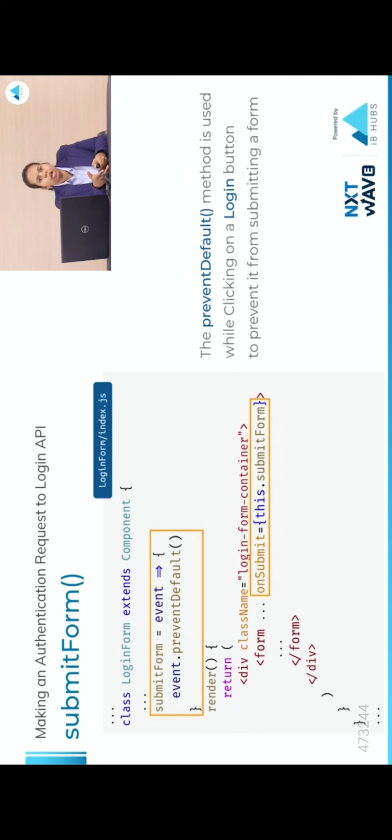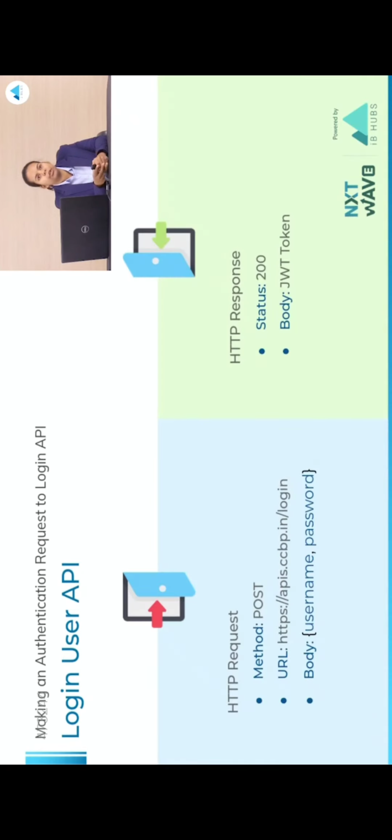After this, once we click on the login button, what do we have to do? We have to send a request to the login API. The API that we are going to call is the login user API. As we previously understood for the login API, the method would be post, because we have to send the username and password. That's the reason we are using the post. The URL is apis.ccpp.in/login, and then coming to the body, we'll send the username and the password that the user has entered. Okay, clear? So that's the request.